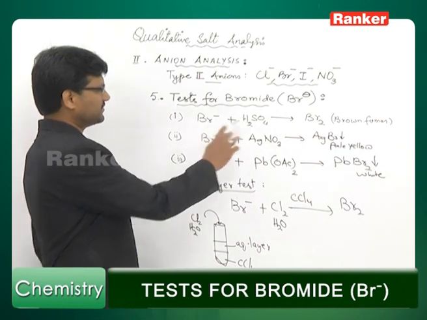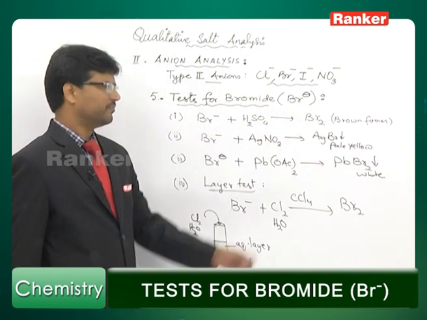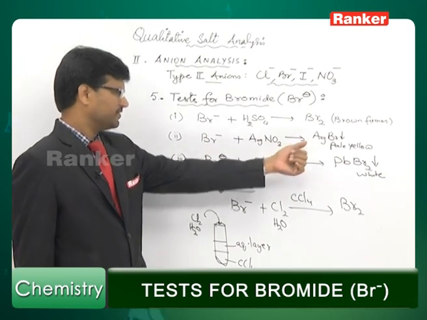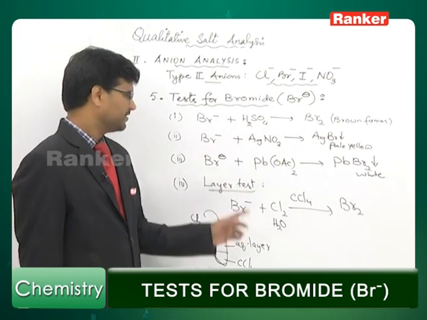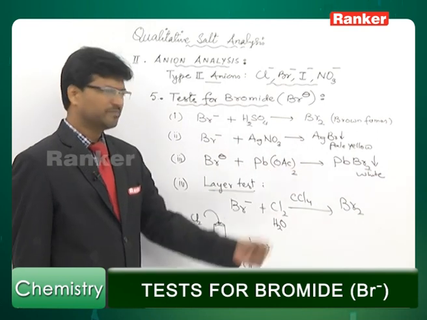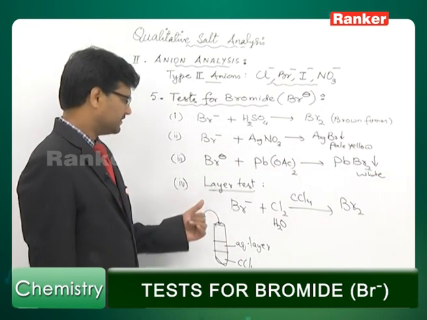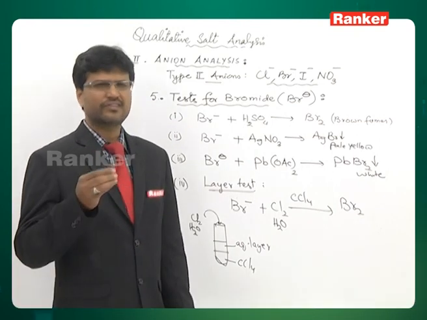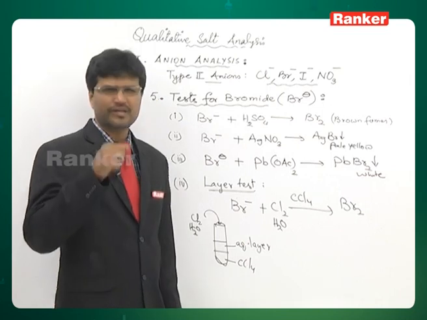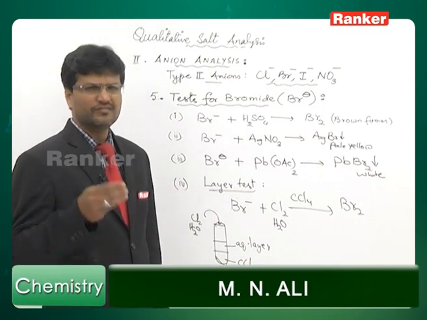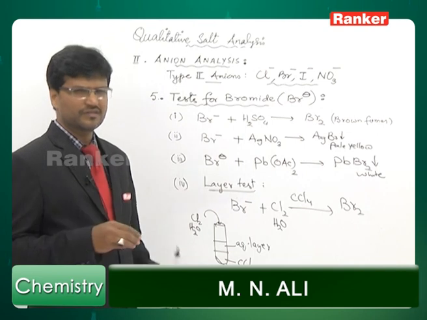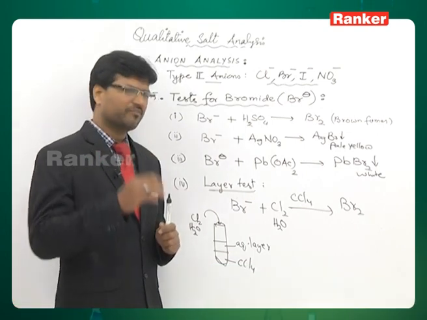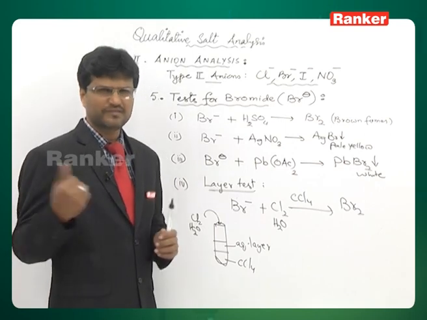Number 1 is with sulfuric acid, it gives bromine, which is a reddish brown colored fumes. With silver nitrate, you get a pale yellow precipitate of AgBr. With lead acetate, you get a white precipitate of plumbous bromide. And the layer test consists of treating bromide salt in aqueous layer with chlorine water in presence of some organic solvent like chloroform or CCl4. Whatever bromine is formed in the reaction will dissolve in the organic layer and imparts color to the organic layer. In case of bromide, the color imparted is due to bromine, which is reddish brown.